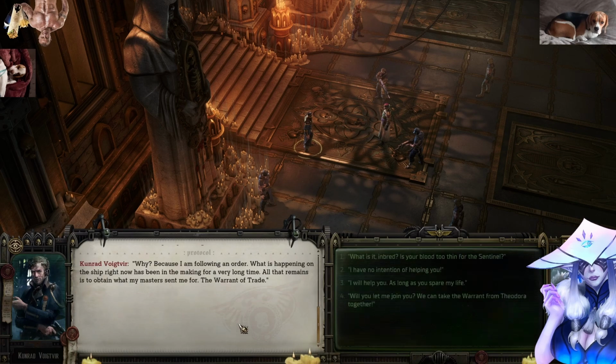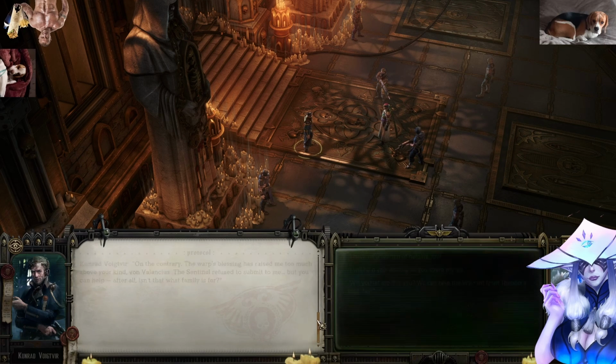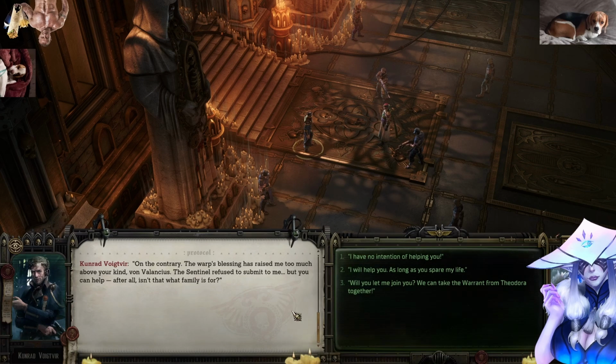Why are you doing this? Why? Because I am following an order. What is happening on this ship right now has been in the making for a very long time. All that remains is to obtain what my masters sent me for. The Warrant of Trade. What is it, inbred? Is your blood too thin for the Sentinel? On the contrary, the Warp's blessing has raised me too much above your kind, Fon Valencius. The Sentinel refused to submit to me. But you can help. After all, isn't that what family is for?